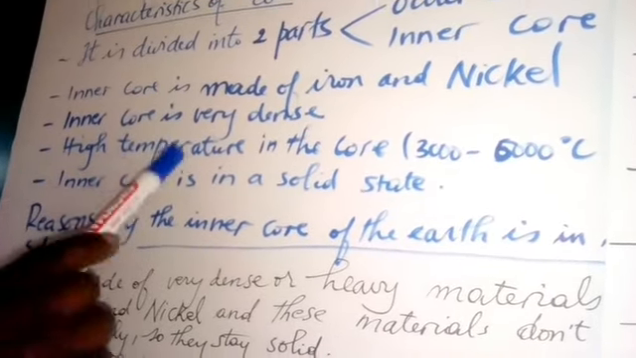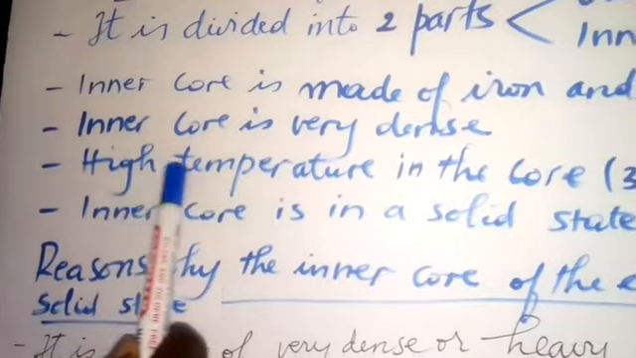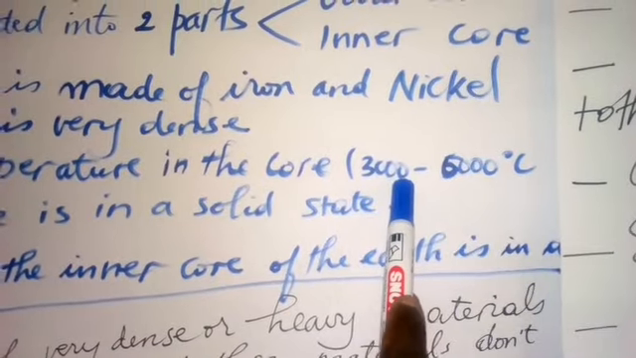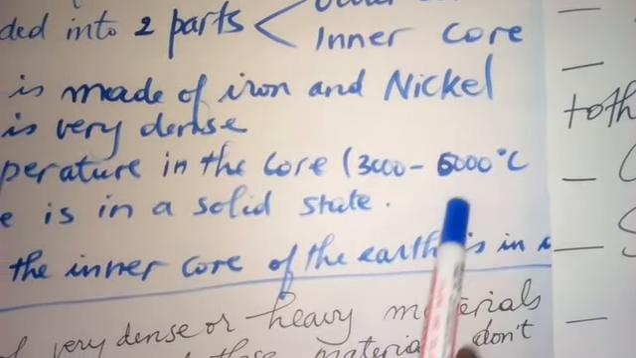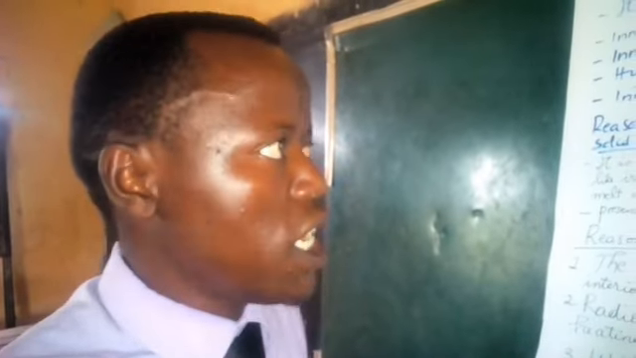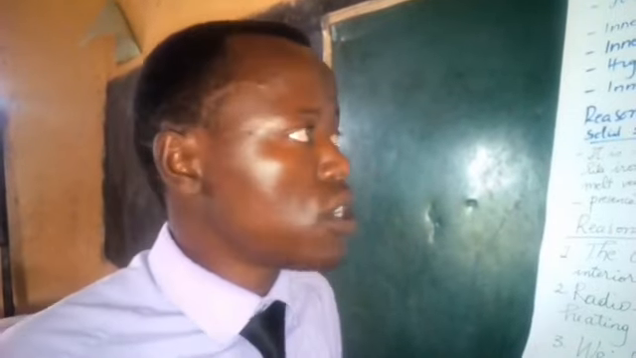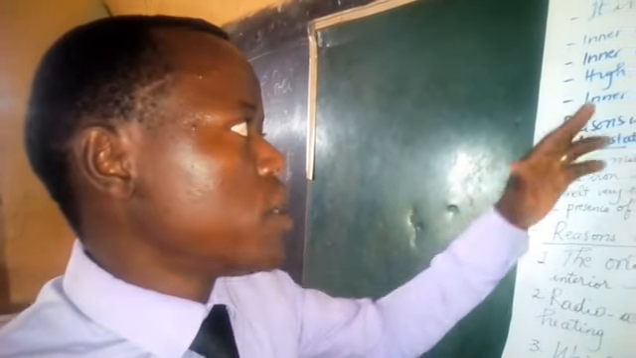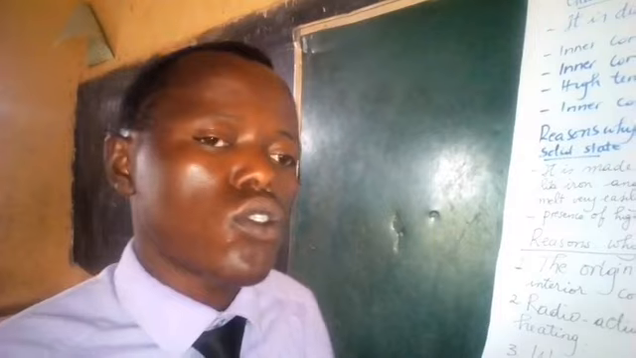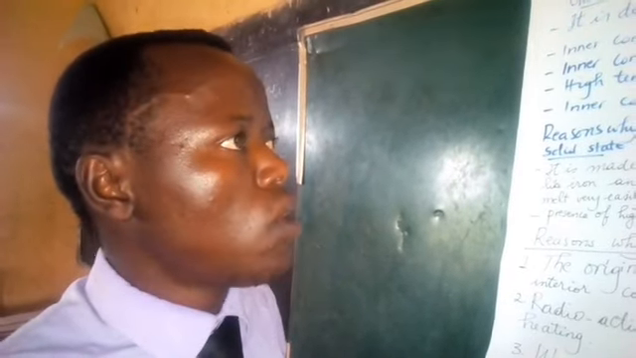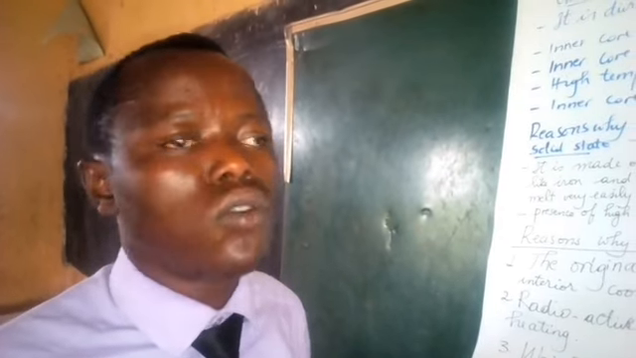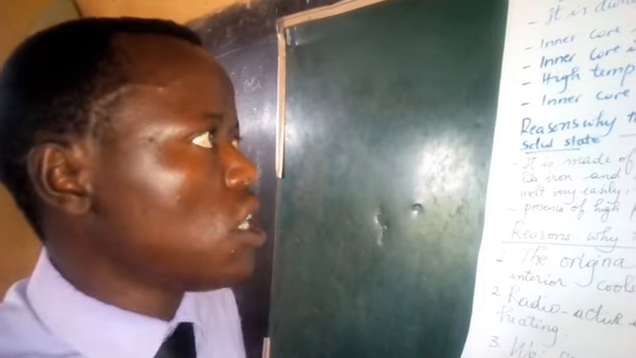Next, high temperature in the inner core. High temperature in the core, meaning that the temperature ranges between 3,000 to 6,000 degrees Celsius. In the interior of the earth, on the last layer, which is named core, we have high temperature. It means high temperature in the core can be found in the inner core. Even if the outer core also has high temperature, the inner core is the one that has the highest temperature, ranging from 5,000 to 6,000 degrees Celsius.